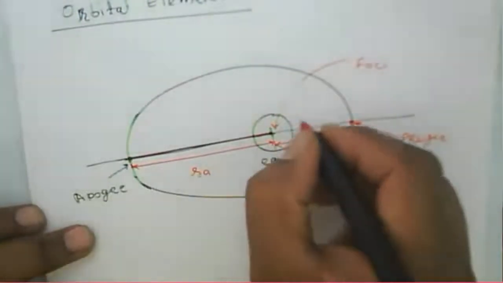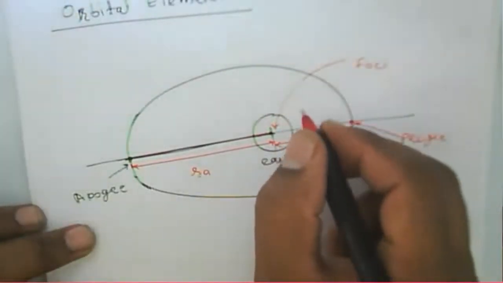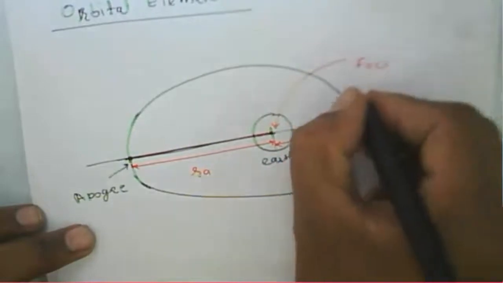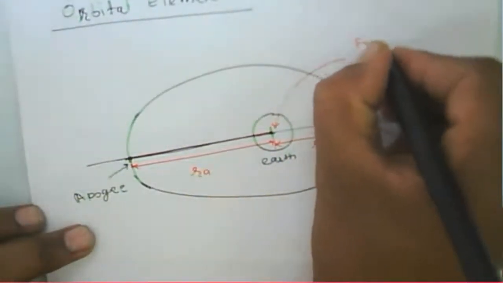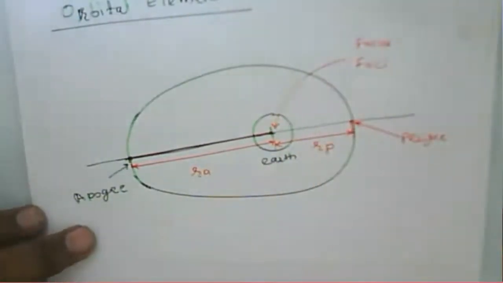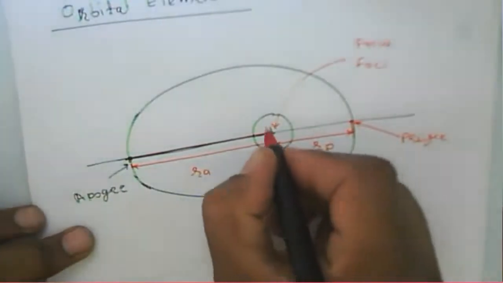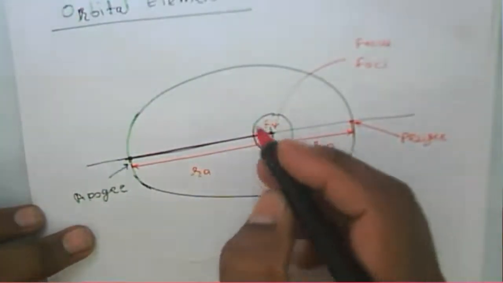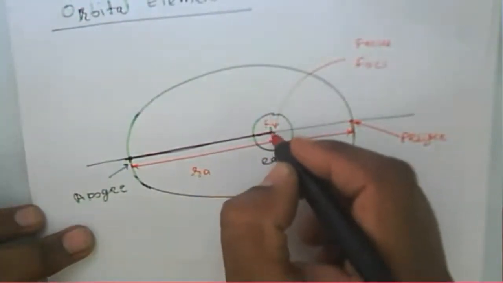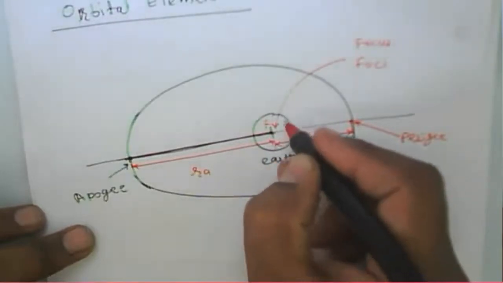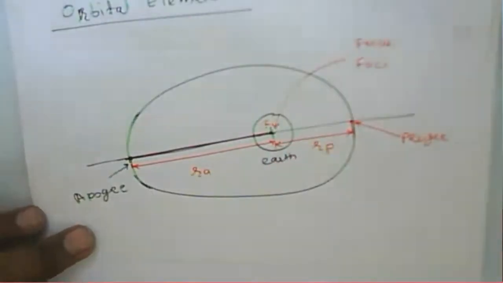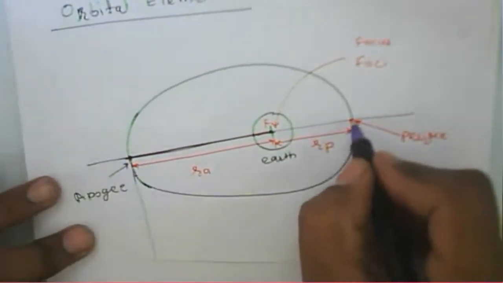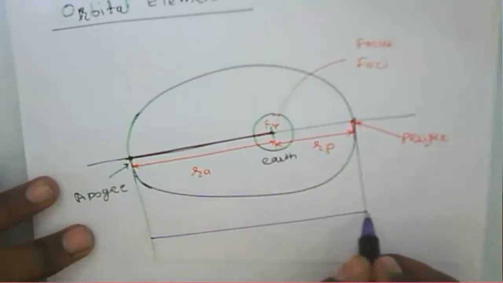So what we say is foci, that's about your focal point, or we can say a focus. So don't get confused with that particular word. And at the center of this particular focus, generally we say there is the earth. Okay, generally there is the earth.